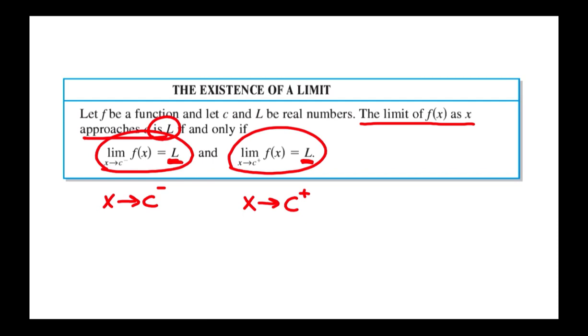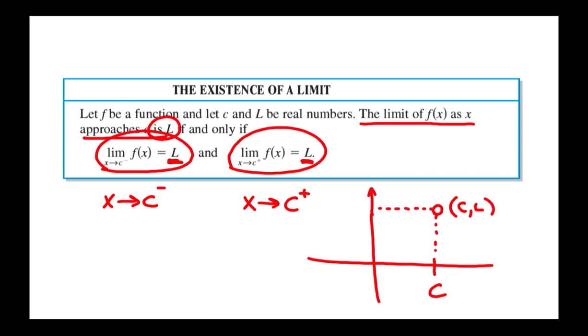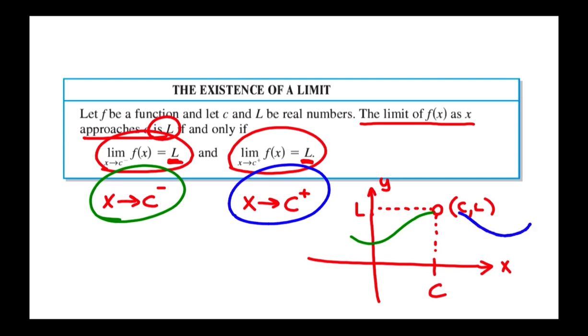All right, so if you are at the point c comma L, so here's x equals c. We'll just say that this is the point C, L. Here's L on the y-axis. All this simply is saying is if you head towards C comma L from the left, and somebody else heads towards C comma L from the right, then there is a limit, and the limit is L. Yeah, sure. Even if that's not a filled-in circle. So basically what I've been teaching you now is formalized as a theorem.